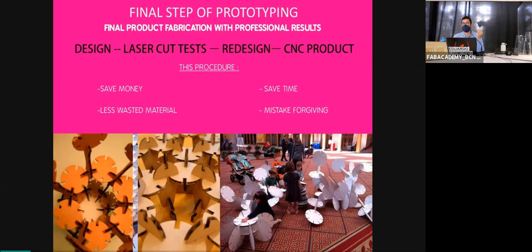You can cut the whole design in just about 10 minutes, a full board of cardboard in the laser cut, because it cuts really fast. You can test that the geometry fits and everything on the design is okay. And when you have double checked that your geometry and design are okay, then you can move on and cut the final product on the CNC.